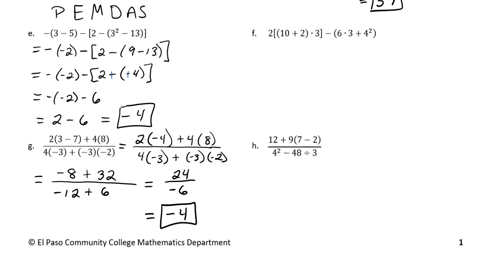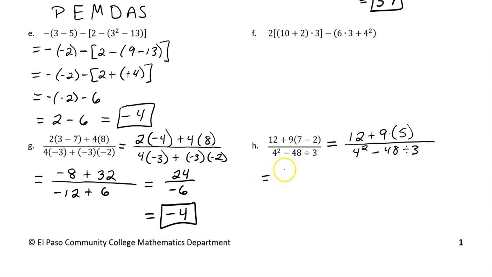Let's try h. We have 12 plus 9 times 7 minus 2, all divided by 4 squared minus 48 divided by 3. All right, order of operations, we do parentheses first. So I'm going to copy down quite a bit of this while we get our parentheses cleared up. We have in our parentheses 7 minus 2. Well, that's a 5. I can keep the parentheses there to act now as multiplication. Then on the bottom we have the 4 squared minus the 48 divided by the 3.